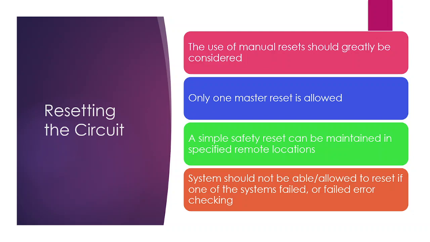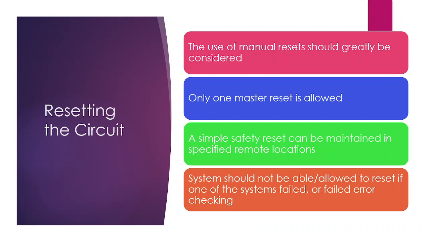So something inside of the PLC program or the safety rated program is causing us to have to reset the system. Should we have a master reset? Traditionally in most manufacturing, we would call this a power on button. We're only allowed one power on button for the entire project that this is connected to. We can have multiple resets but only one power on button. A simple safety reset can be maintained in specified remote locations. That again goes back to our topic number 1. We can have resets wherever we want, but we can only have one power on push button or enabling system.